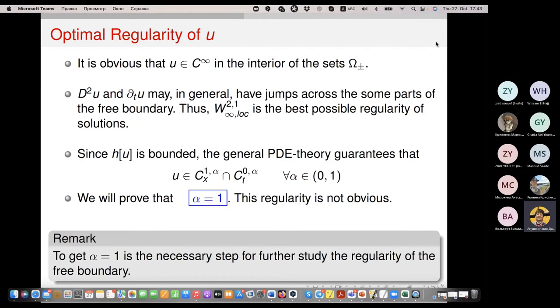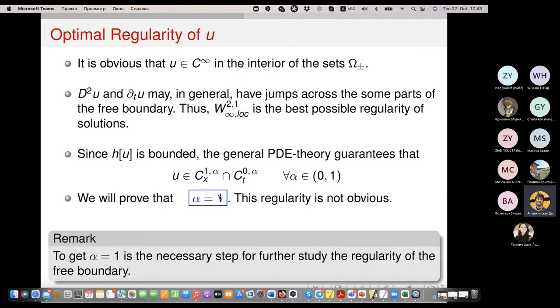What can we get immediately? If we apply the general PDE theory, we have the heat operator and a bounded right-hand side. Then general parabolic theory tells us immediately that we will have such a regularity. But our aim is just to prove that alpha is equal to one. It's not obvious and takes some effort, but it's a necessary step for further study of the regularity of the free boundary, especially for studying gamma zero, the set of the free boundary which is a level set where the gradient is zero. Without this, we could not say anything.